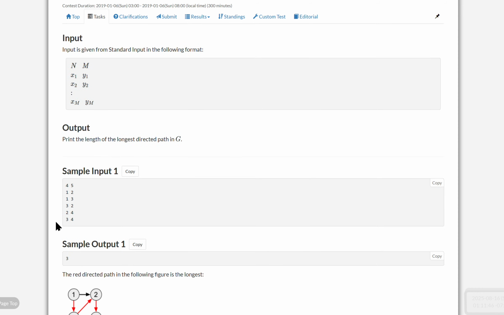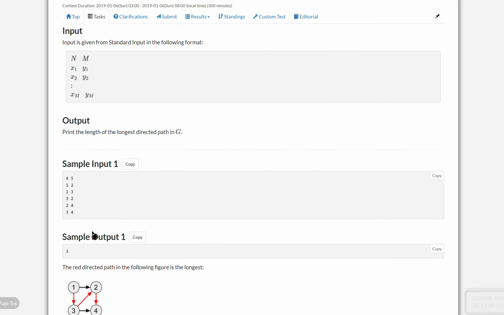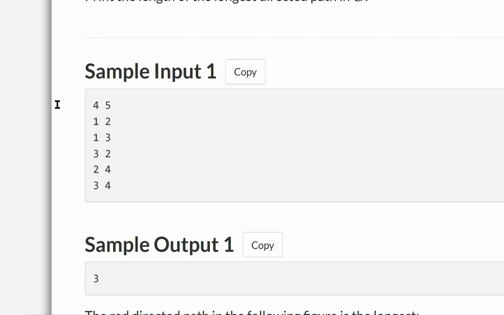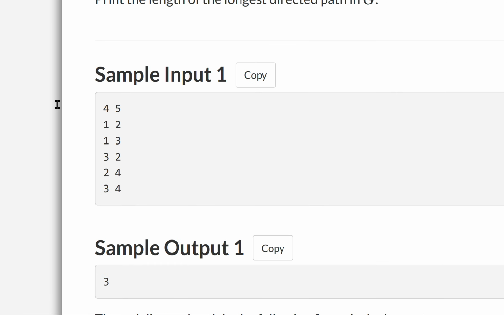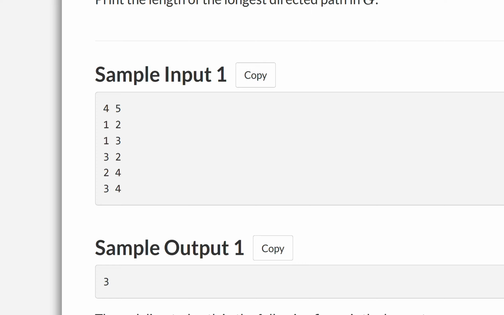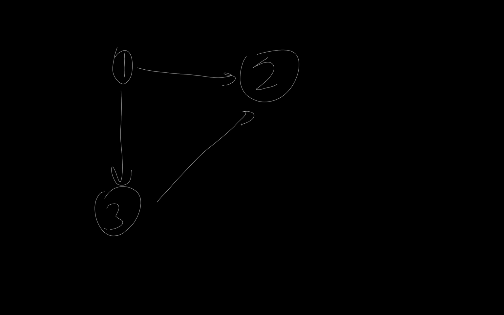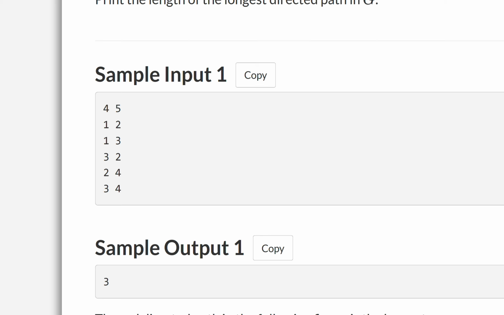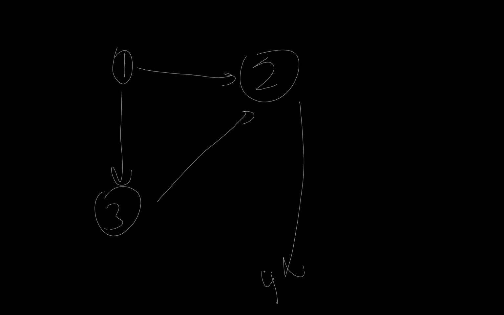Okay, so let's take this input, okay? We'd say 1 goes to 2. It also goes to 3. And 3 goes to 2. Okay, 2 goes to 4, and 3 also goes to 4.